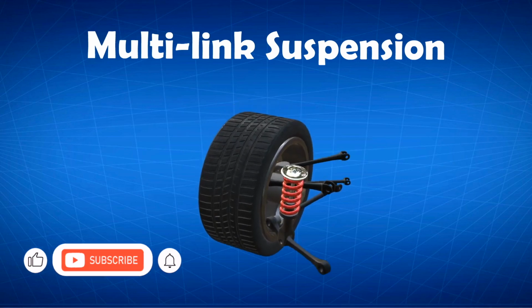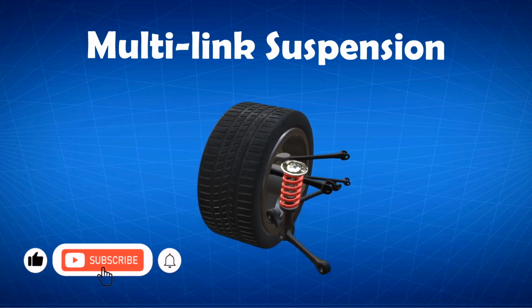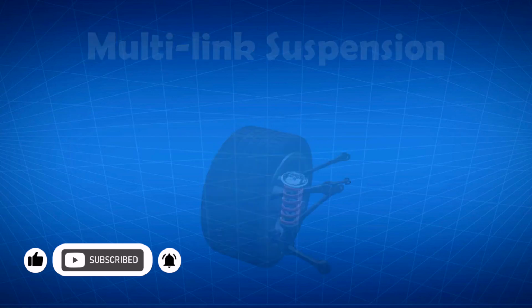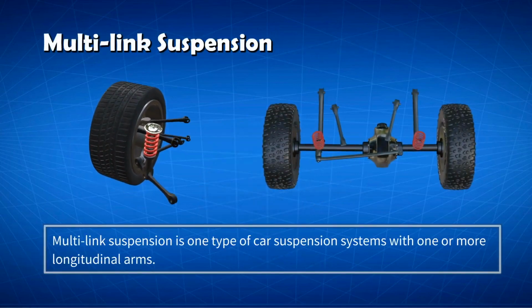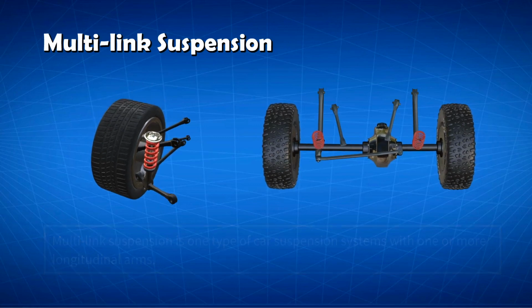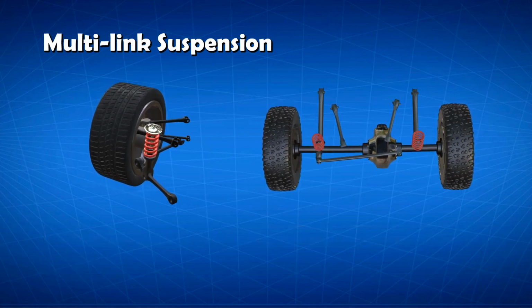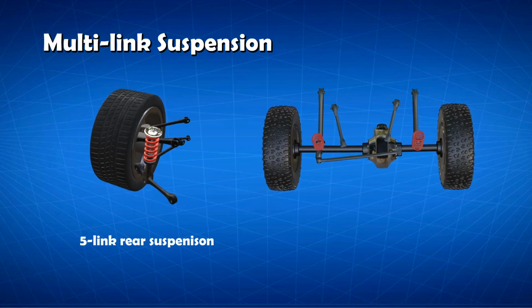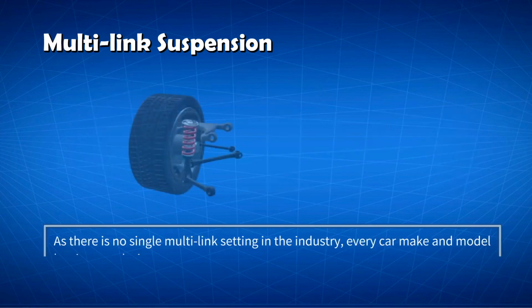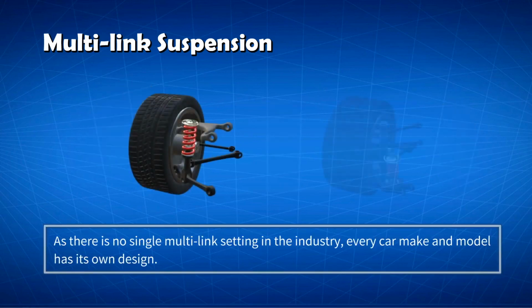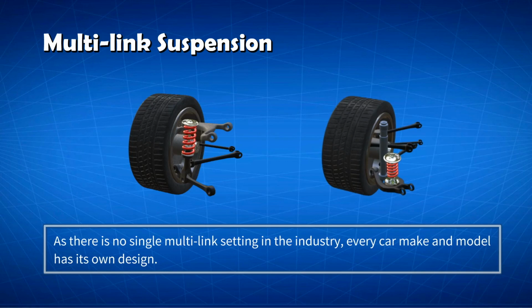Multi-link suspension. Multi-link suspension is one type of car suspension systems, with one or more longitudinal arms. In a broader definition, a multi-link suspension can be considered as a suspension system with 3 control links or more, multi-links. As there is no single multi-link setting in the industry, every car make and model has its own design.